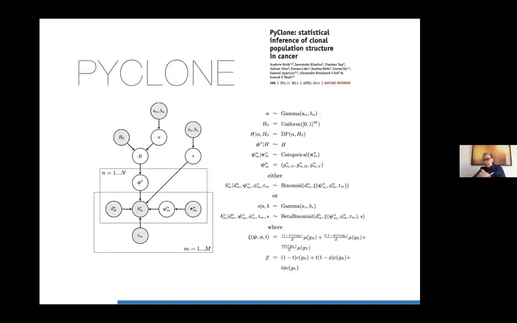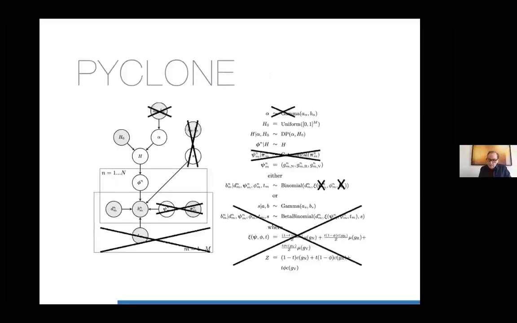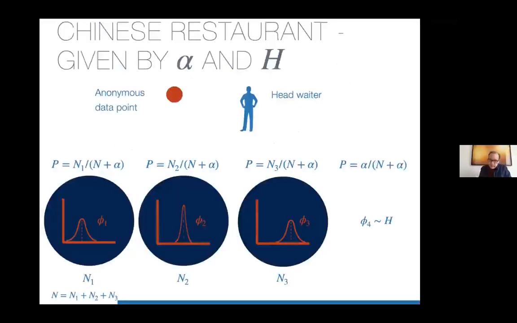Okay, let me tell you a little bit about Python, which is a program for doing this type of analysis. And this is the complex graphical model that they describe in the paper. And let's simplify it a bit. We will still have this thing, which is the Dirichlet process. It's also called the Chinese restaurant process or the stick breaking process. And I will describe it to you soon. Yes, so let me do that exactly now, actually.